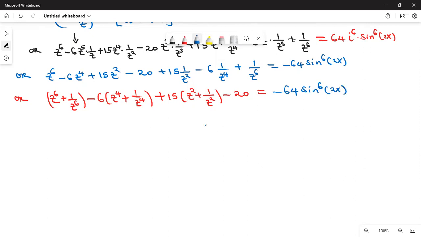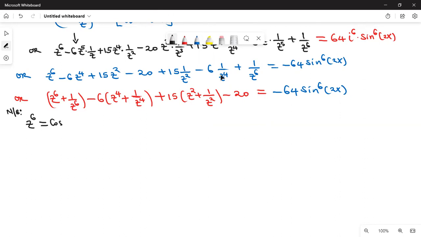So now we need to ask ourselves, what is z raised to 6? And what is 1 over z raised to 6? When you add them, what do you get? Let me explain this. Take note that z raised to 6, using De Moivre's theorem, is the same as cosine.